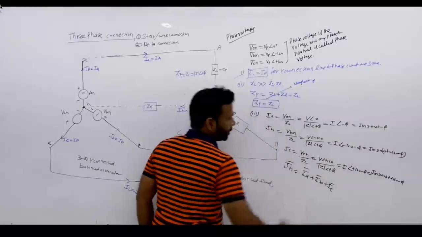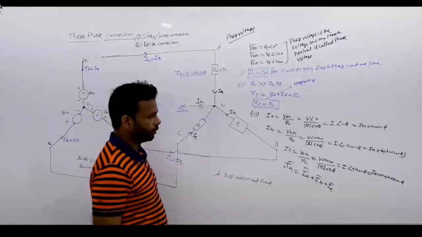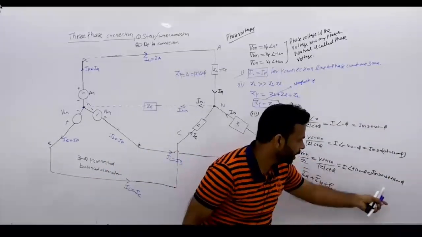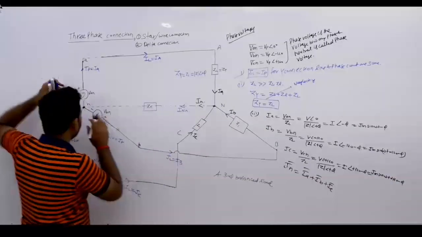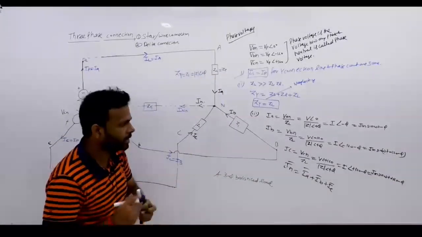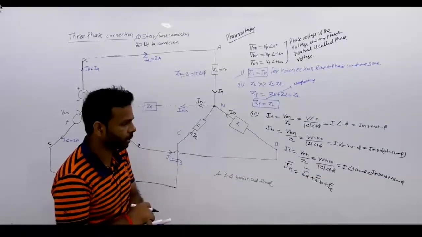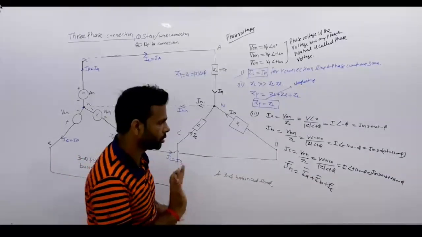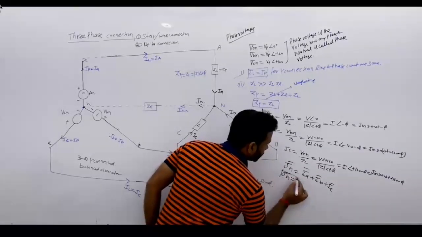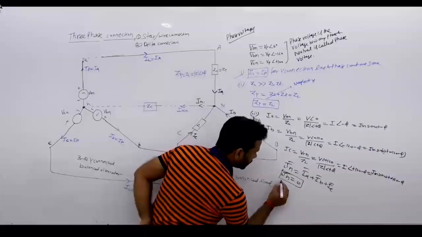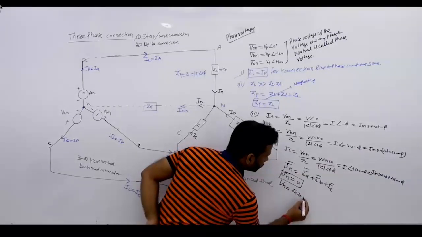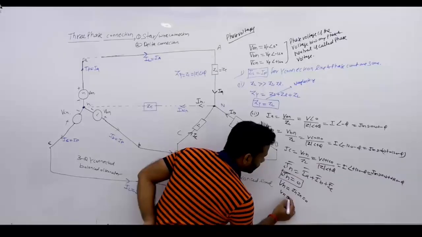Okay. Now, if you put all these values, you will see all the currents are balanced because we are taking a balanced source and balanced load. So the phase current or the line current produced by these two is also balanced. So your neutral current is zero. When your neutral current is zero, the neutral voltage In into Zn equals zero. Okay, so no drop. Drop is zero.